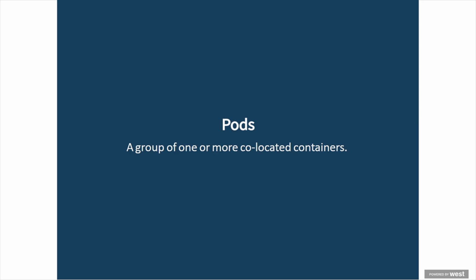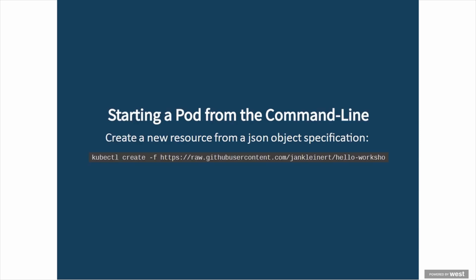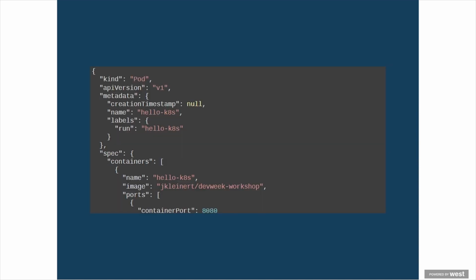Pods are a group of 1 or more co-located containers. If you wanted to launch a pod from the command line, you can run a command like kubectl create -f followed by the name of a local or a remote file in order to launch or provision a new group of containers on the cluster. This is an example of what a minimal pod spec might look like.